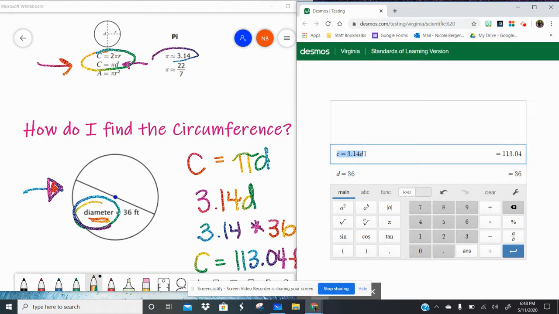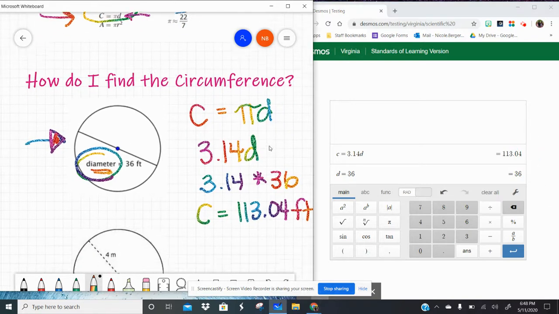You're going to type the formula just as you see it, using 3.14 for pi, and then you tell the calculator what you know. Diameter is 36. Boom, it calculates it right there. Can't be easier than that.